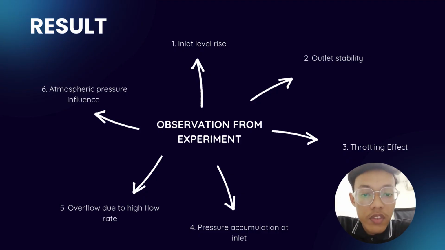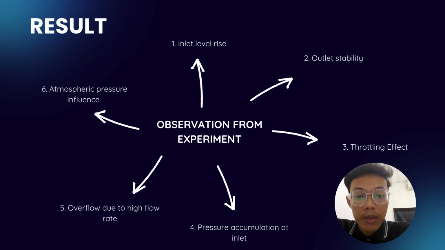The most critical observation was the throttling effect at a 50-degree angle, where the water reached a peak height of 114.81 centimeter. This caused a massive pressure accumulation at the inlet, eventually leading to an overflow because the back pressure exceeded the physical height of the manometer tube. Finally, this reading represents the gauge pressure, as the open-ended tube was subject to atmospheric pressure influence. This qualitative observation provides the necessary foundation for our quantitative analysis.